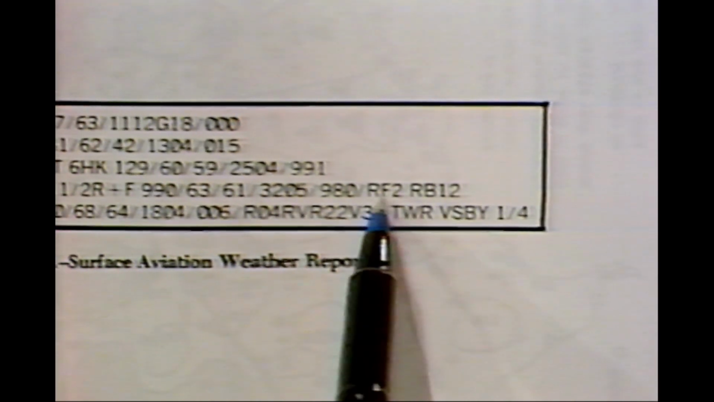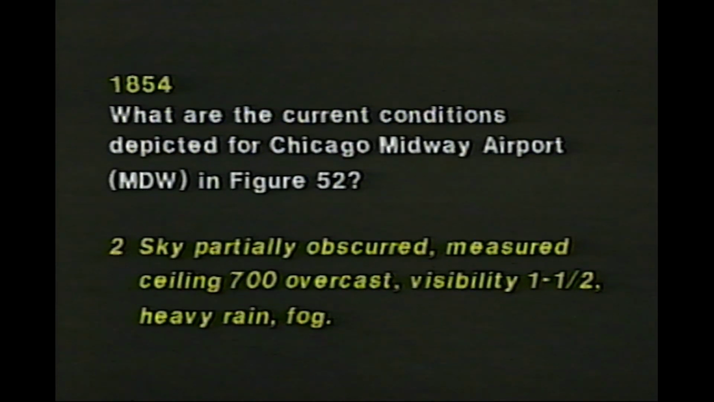Then you have RF2, RB12. Rain and fog covered, obscured 2/10 of the sky, and the rain began at 12 after the hour. Now the report was 1856, so the rain began at 1812. So we'll look for an answer that has something like that. The sky is partially obscured, measured ceiling 700 feet overcast, visibility 1 1/2 with heavy rain and fog.